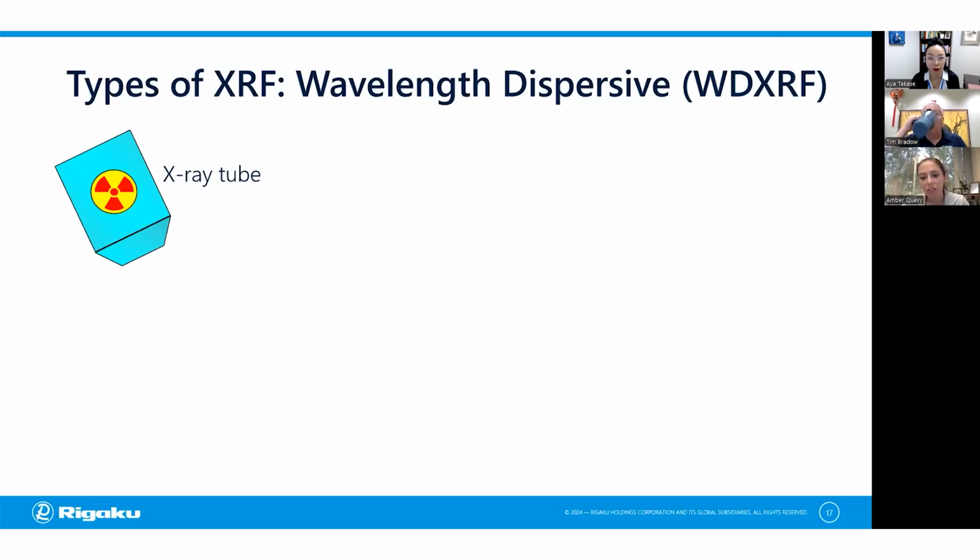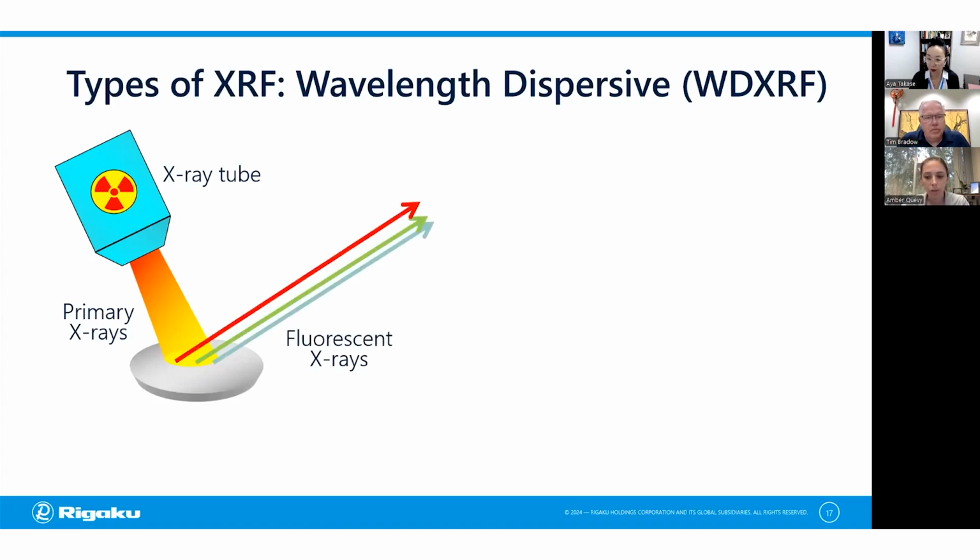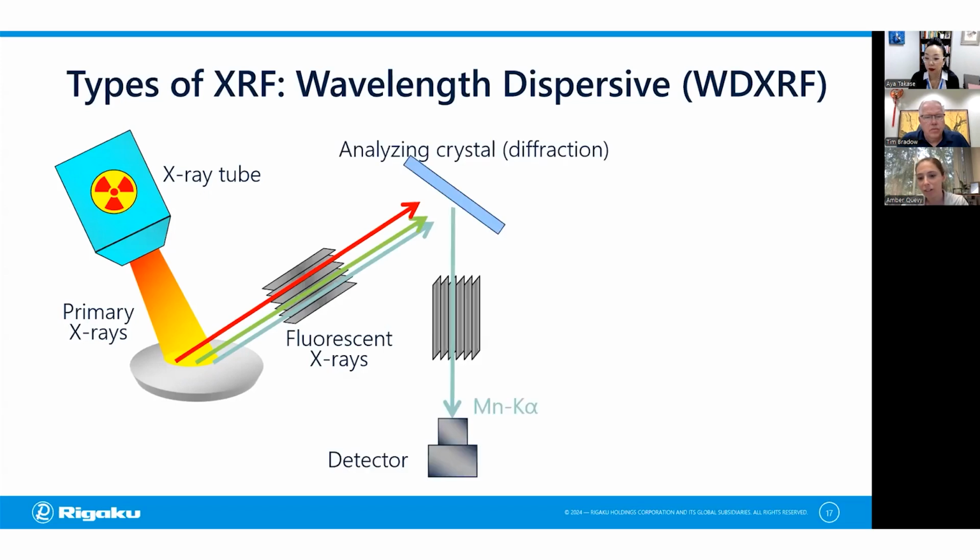So we'll begin with the X-ray tube. That's going to emit primary X-rays, typically a rhodium or palladium source. That's going to hit the sample. From the sample, we're going to emit our fluorescent X-rays. Those are going to be collimated. This is where we get a little bit different. We're going to strike an analyzing crystal and cause diffraction.